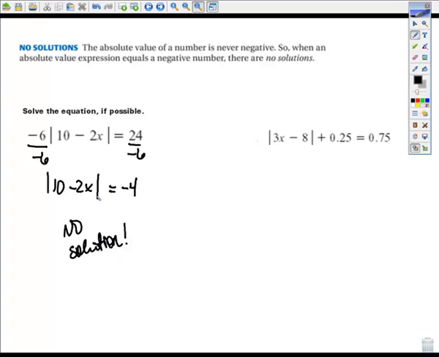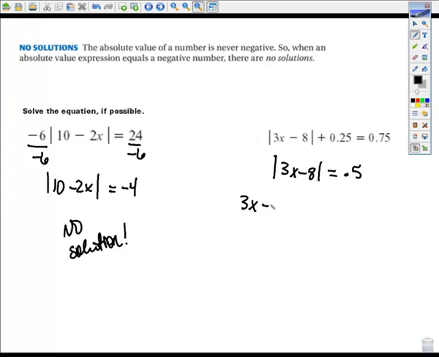We don't just take off the brackets and make it negative and positive. When the brackets are still on, and if it's a negative, then there is no solution. Here, I'll try the same thing. I have the absolute value of 3x minus 8. When I subtract a quarter, I get a half, and that's positive. So it doesn't say that it can't be a fraction, it just says it can't be negative. So this one we can finish.